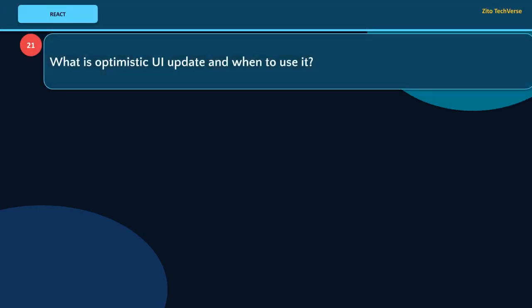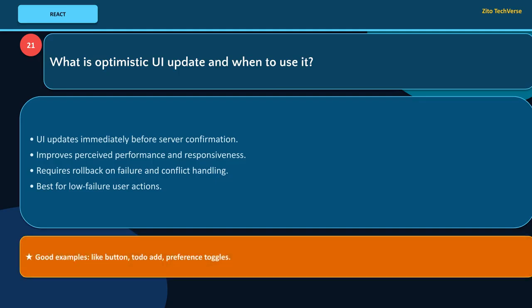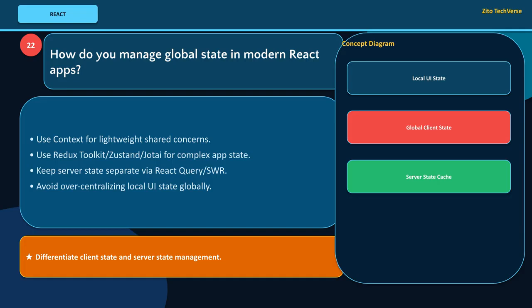Question 21. What is an optimistic UI update? This pattern updates the UI immediately before waiting for the server confirmation, greatly improving perceived performance. It works best for low-failure actions like liking a post or toggling a preference, but requires a robust rollback strategy if the request fails. Next, how do you manage global state?